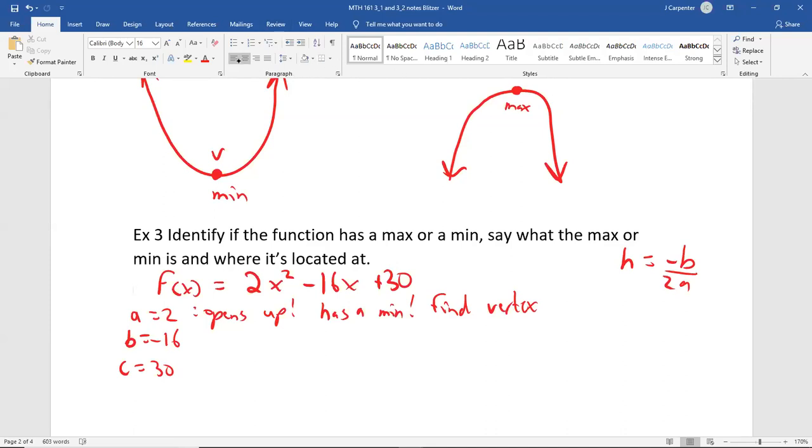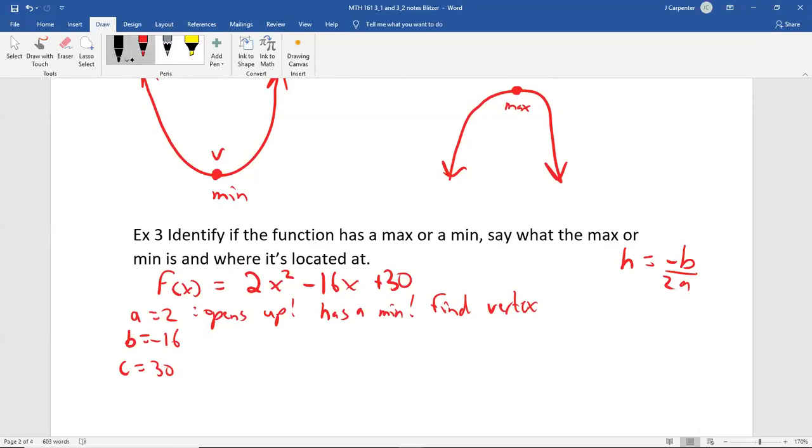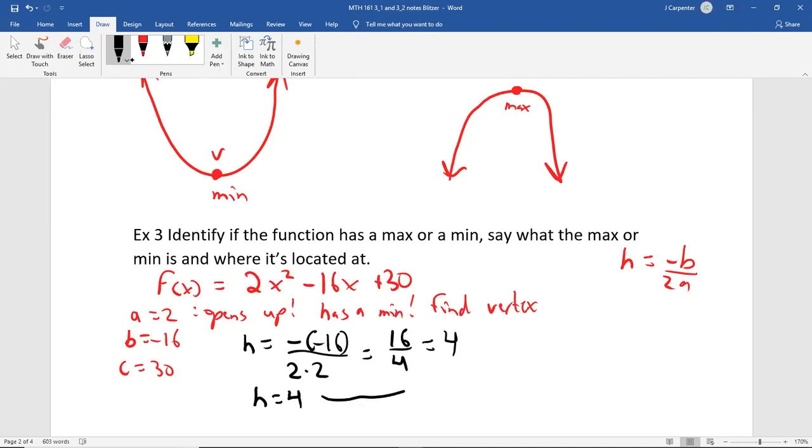Let me switch colors. So h equals negative b, that's negative 16, all over 2a, which is 2 times 2. That's positive 16 over 4, which is 4. So the x coordinate of the vertex is 4. Then we plug that into the function to find k. So that's 2 times 4 squared minus 16 times 4 plus 30.